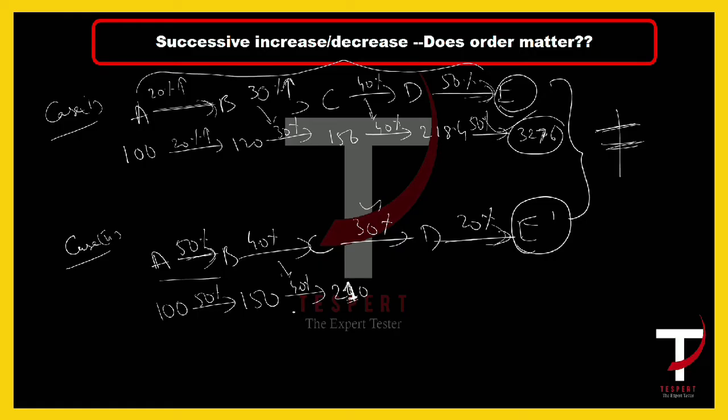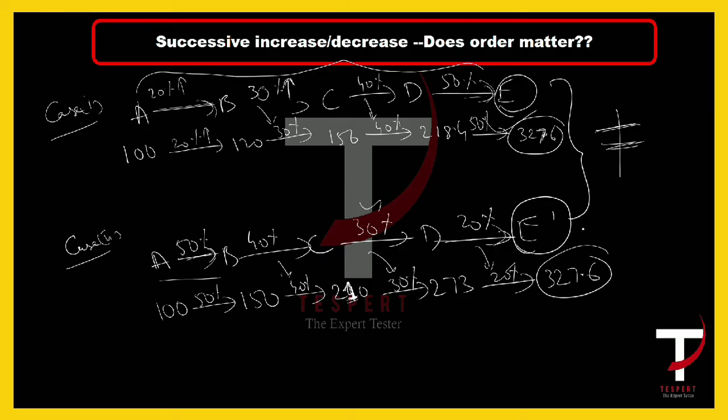So 150 becomes 210, and here 110 is increased by 30%, which becomes 273, and 273 is increased by 20%. What's the final value here? The final value is 327.6. Just calculate.